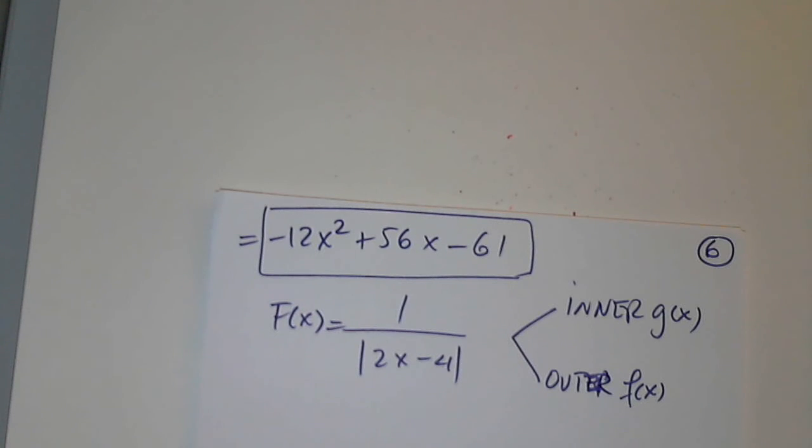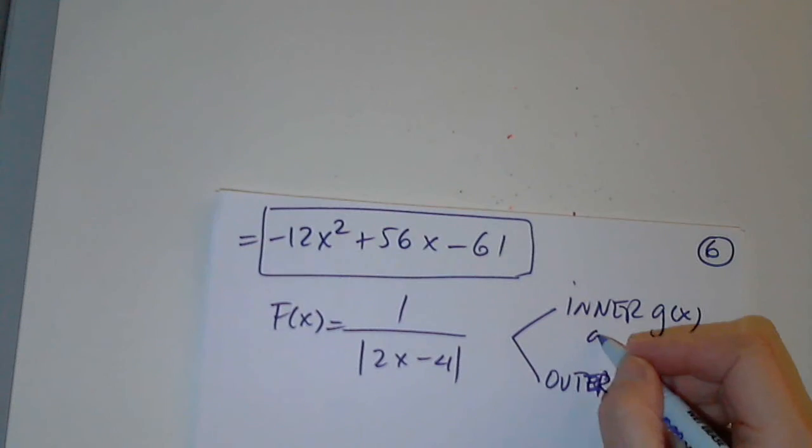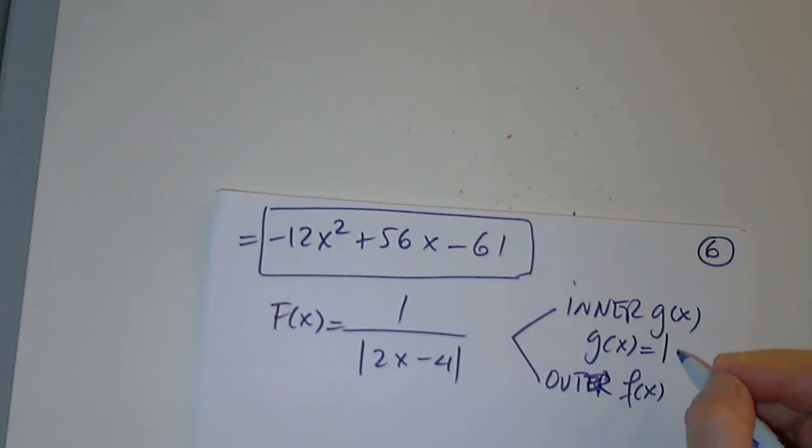Can you have more than one correct answer? Yes. Can you use more than one function? Yes. But I only need two. Omar? 2x minus 4. Excellent. We selected inner to be 2x minus 4. That's perfect. And what about the outer? 1 over the absolute value of x. Very good. Awesome.